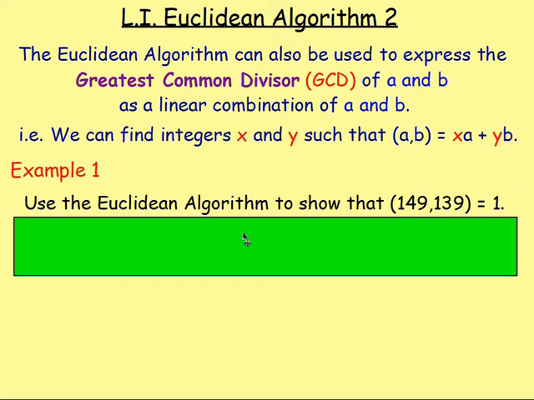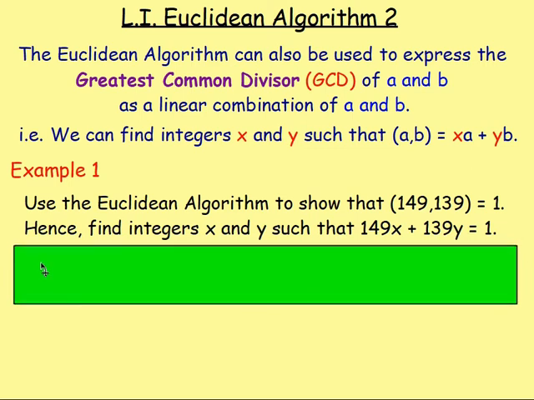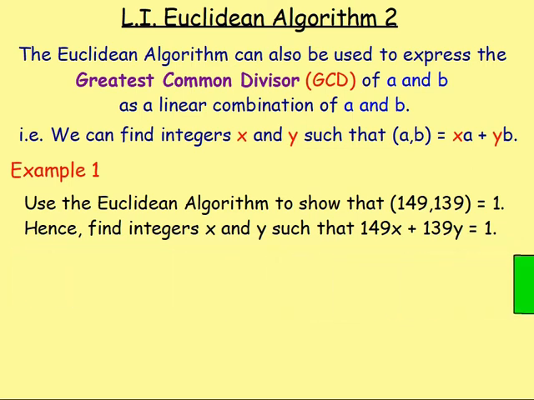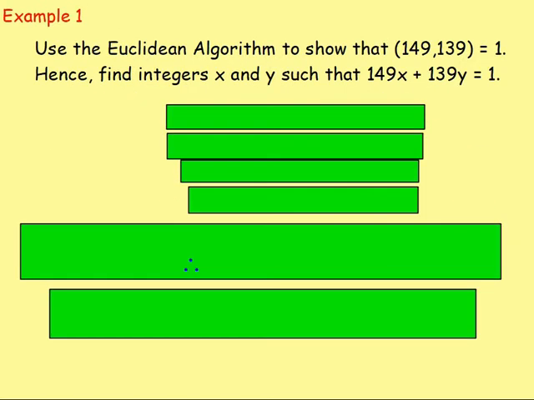So example 1, use the Euclidean algorithm to show that the greatest common divisor of 149 and 139 is 1. That's just what we were doing in the last lesson. And then the new part, hence find the integers x and y such that 149x plus 139y equals 1. So to start this off, we just want to show that the greatest common divisor is 1. And the two numbers that we have are 149 and 139.